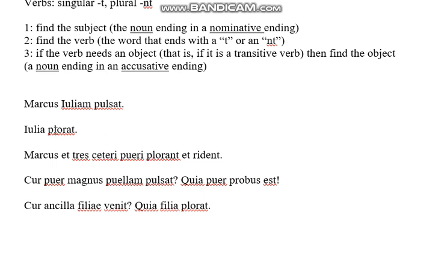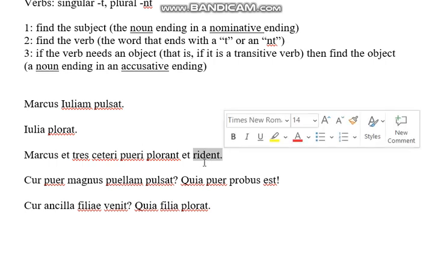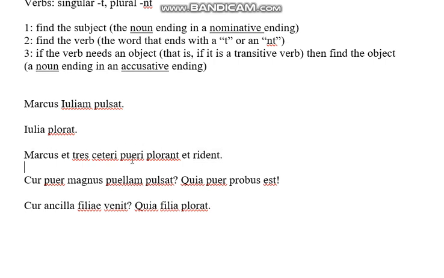No, it doesn't. Like we were going with plorant up here. Et rident. So now we have another verb here. So Marcus and 3 other boys, they cry and they laugh. Well, neither of these really need an object, so it looks like we are done with the sentence.